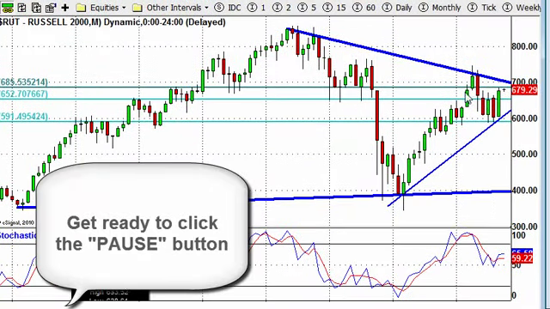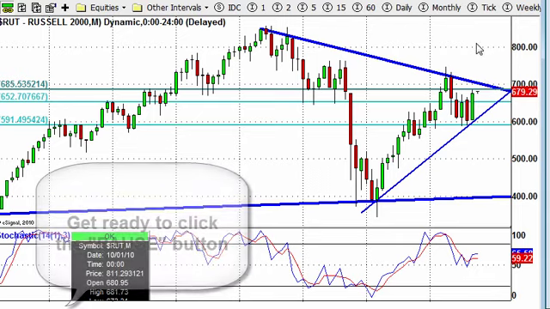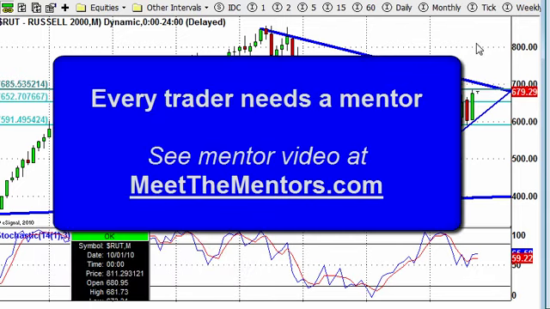Here is the monthly. The monthly at major resistance. Be expecting some major moves out there in the markets.